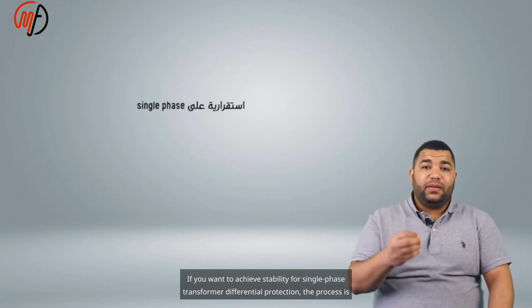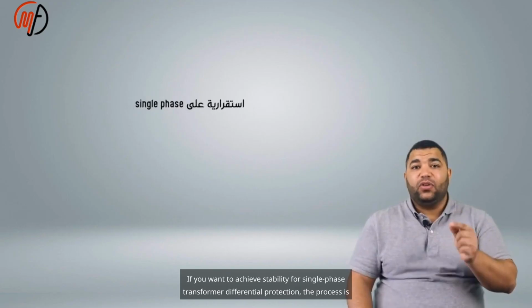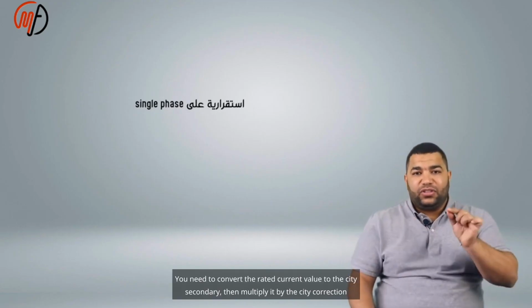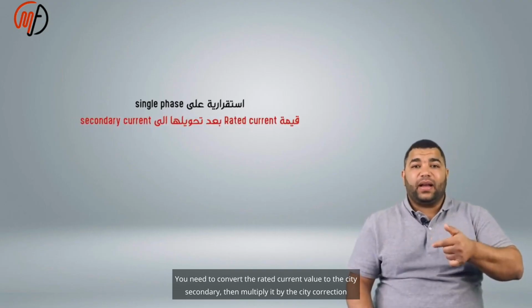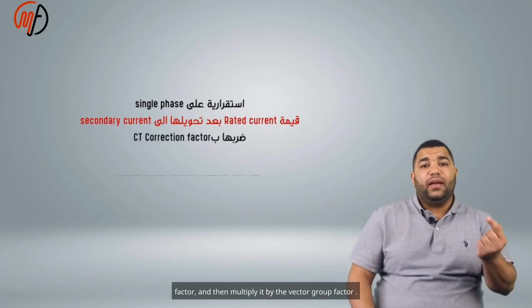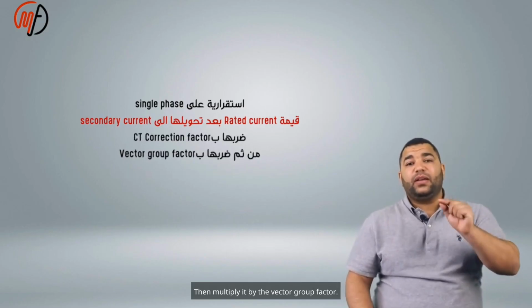If you want to achieve stability for single-phase transformer differential protection, the process is different. You need to convert the rated current value to the CT secondary, then multiply it by the CT correction factor, and then multiply it by the vector group factor.